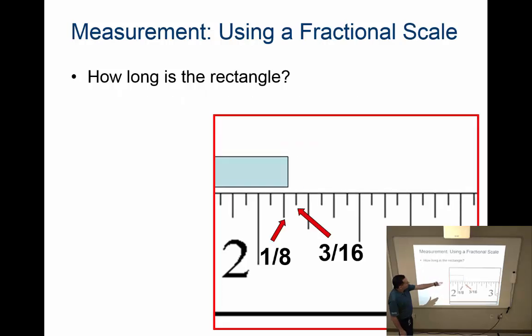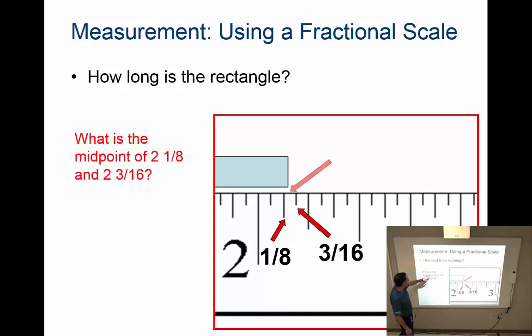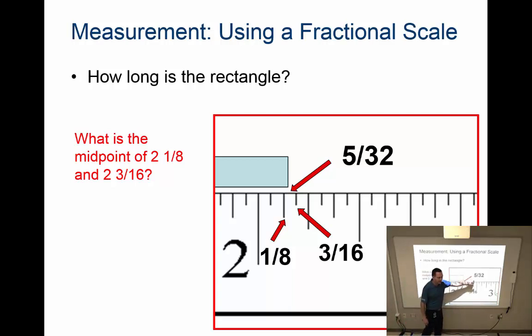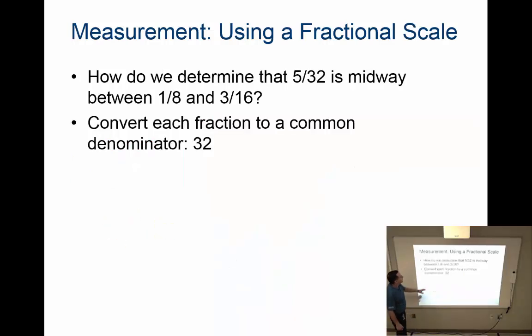So how would I find the midpoint between 2 and 1/8 and 2 and 3/16? For the fractions, I basically need to find a common denominator between the 8 and the 16ths that would give me that midpoint. So the midpoint between 2 and 1/8 and 2 and 3/16 is going to be 5/32. How did I get to this number? I can think about dividing this in half and each one being a 32nd, or I could determine this using basically a common denominator of 32.